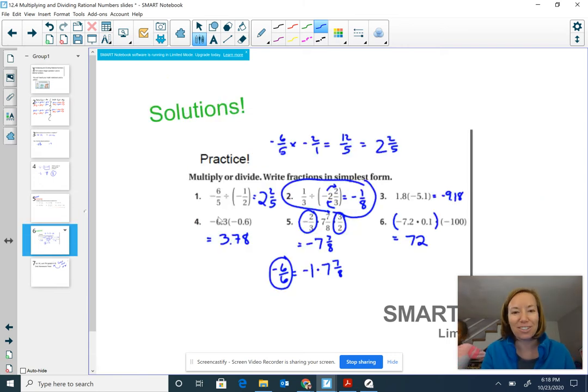All right, here are the solutions. Our first problem is a negative times a negative, so it's going to be a positive, and this one would be 2 and 2/5. For the second one, that would be negative 1/8. The third problem would be negative 9 and 18/100. Over here, we'd have 3 and 78/100. Number 5, where is my answer to number 5? It looks like it's negative 7 and 7/8. And for number 6, it looks like it's 72.